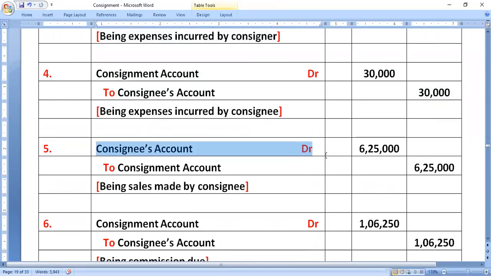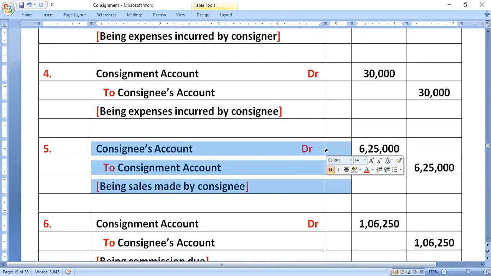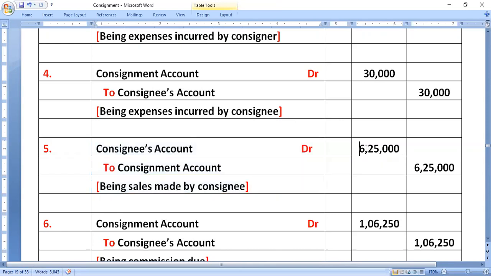Consignee's Account debit to Consignment Account, being sales made by consignee. There are three categories of sales: 450, 350, and 200, my dears. That total we treat as 6,25,000. For further calculations, we go to the ledger account, my dears. There is a clarification in the ledger, my dears.